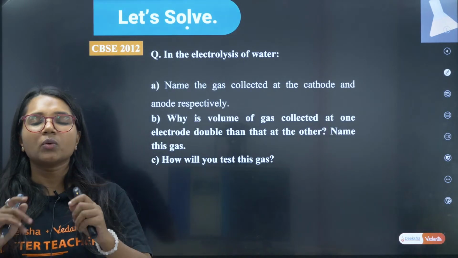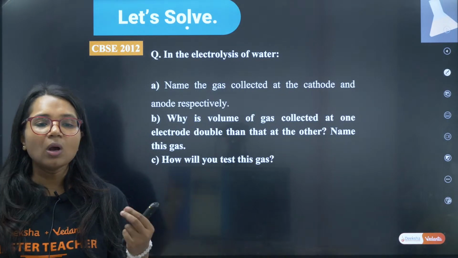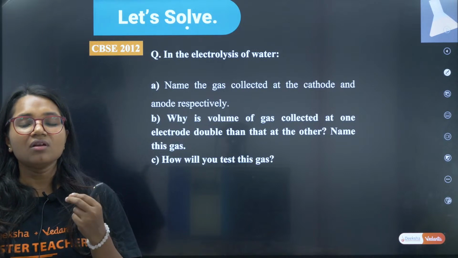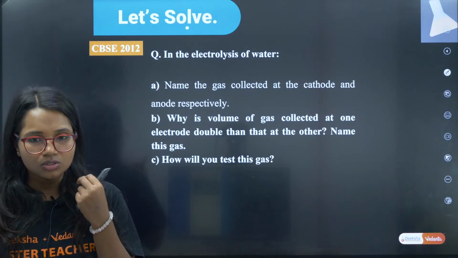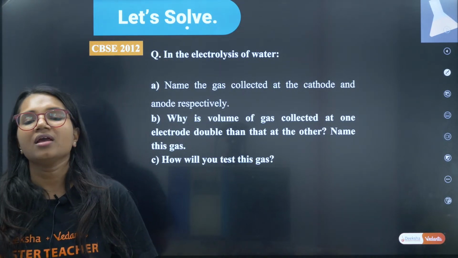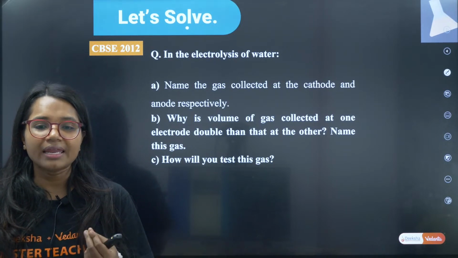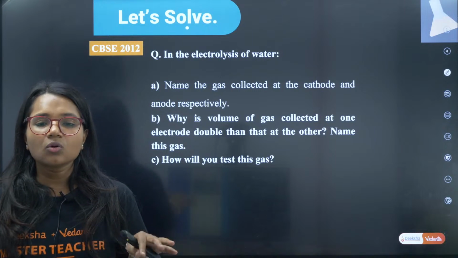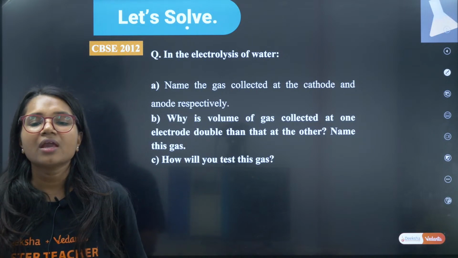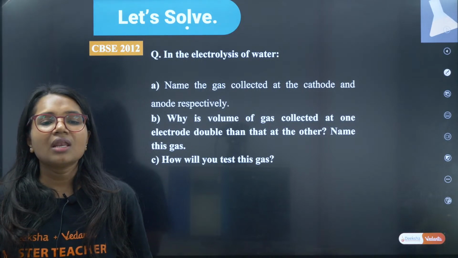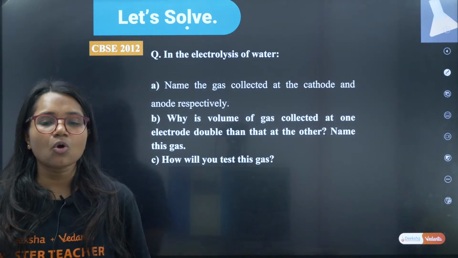CBSE 2012. Wherever you have doubt, just write down in the comment box. I will read that and I will solve that doubt. The only thing is, don't keep any doubt in your mind. Fine. Rohit Kulkarni understood? Okay. What about others? Tell me, guys. Chalo, let's have a look at this question.